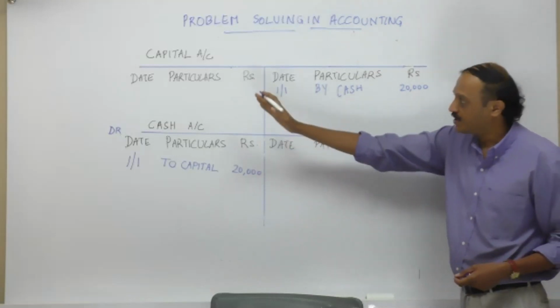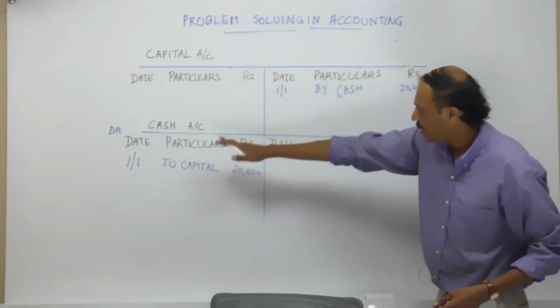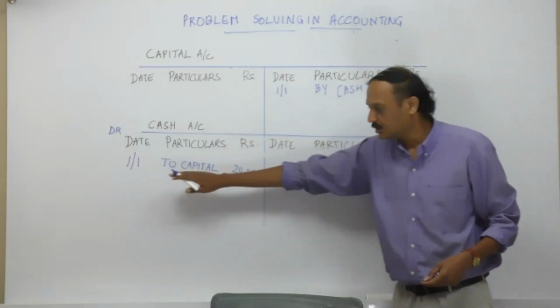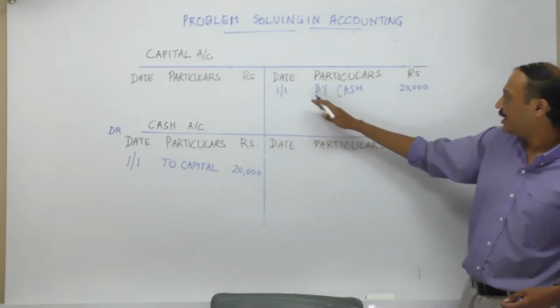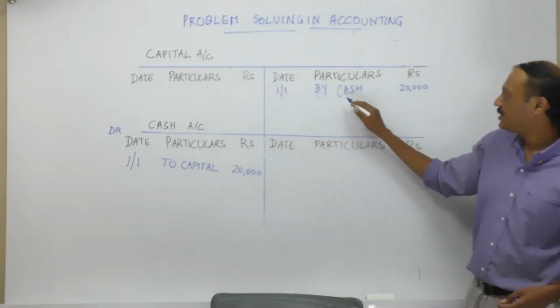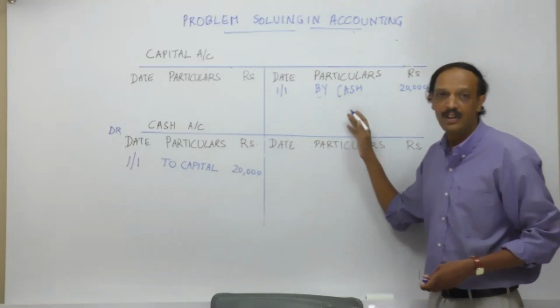The left-hand side is debit, right-hand side is credit. If it is being debited, we should write "To". Here, in this case, it's "To capital". If you're crediting, it should be "By". In this case, it's "By cash". This is how you post the journal into the ledger.